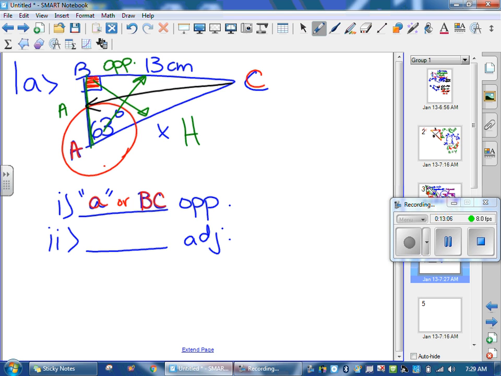So I could call him lowercase c, or the 2 angles that the side is between. Well, that side is between angles A and B. So we could call it also side AB. Lastly, we have the third option, which is the hypotenuse.